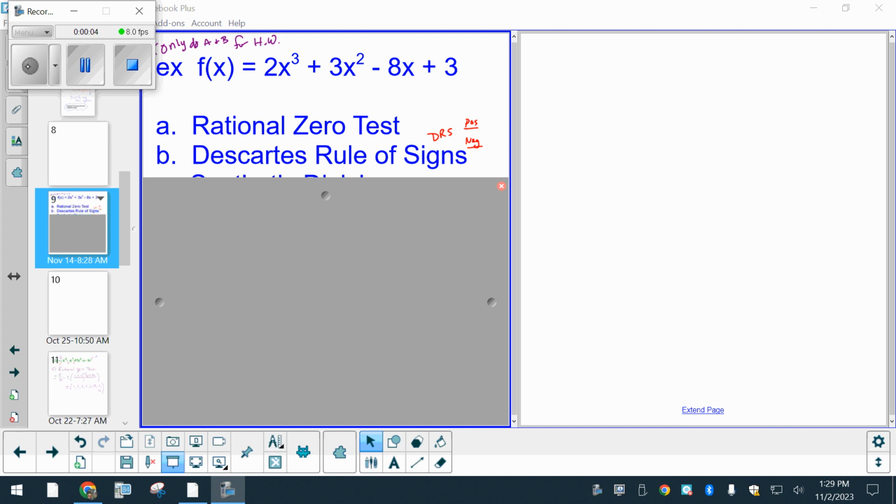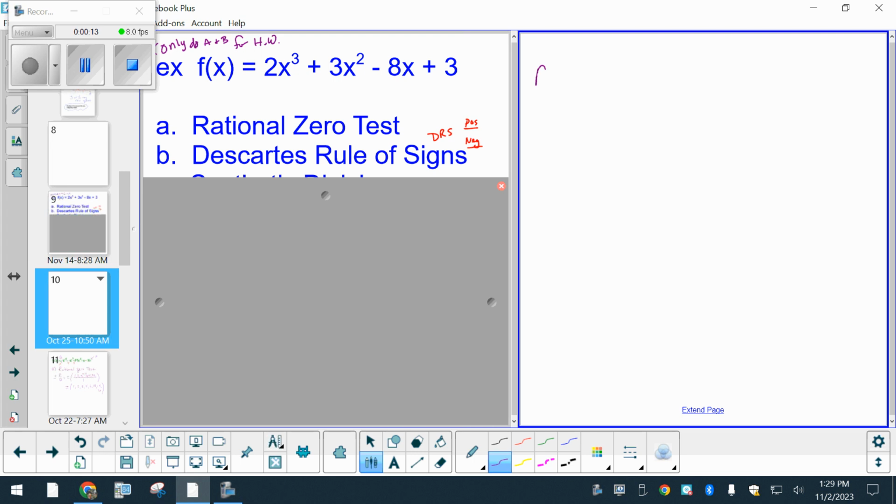If you can take out your homework from last night, we're going to pull up this problem, and I'm going to go through, double check the rational zero test, and then double check your Descartes' rule of signs.